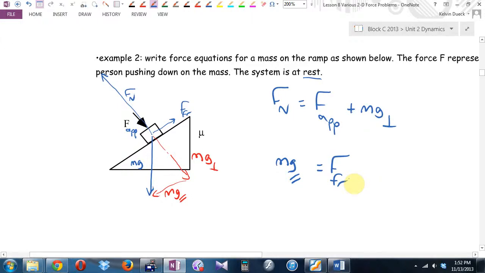Where friction is mu times the normal force. I don't know the... Wait a minute. I do know the normal force. It's F applied plus mg perpendicular. What's mg perpendicular? Of course it is. Right? By the way, did it say solve? No, it just said write the force equations. Those are the two big ones. I got my perpendicular force equations and my parallel force equations.